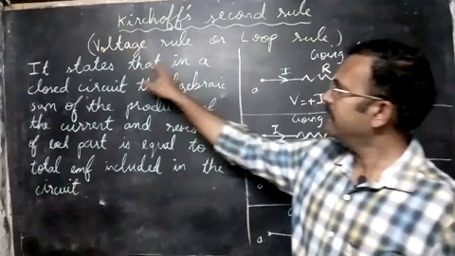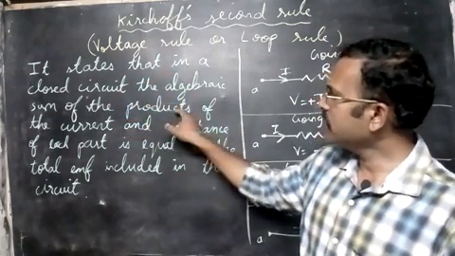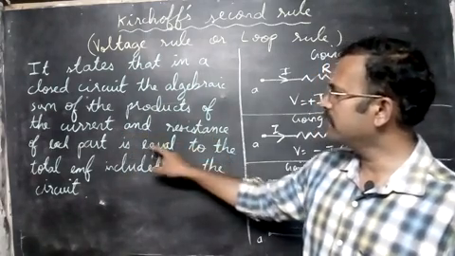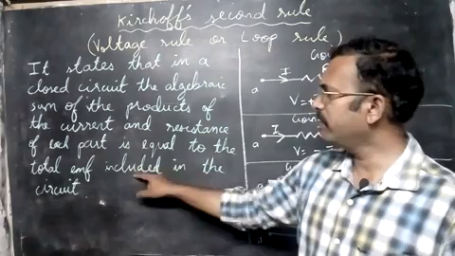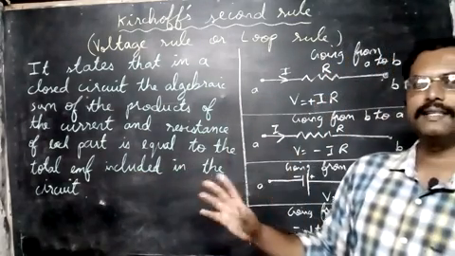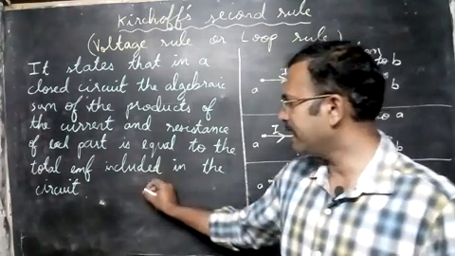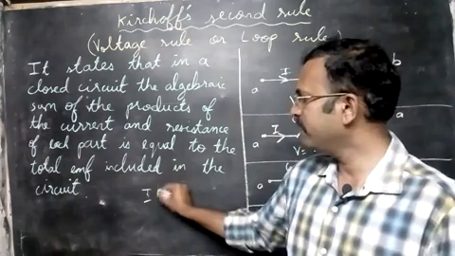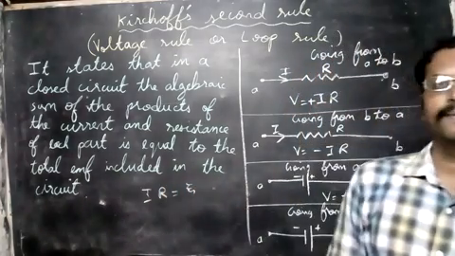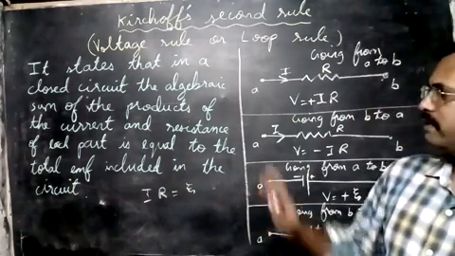It states that in a closed circuit, the algebraic sum of the products of the current and resistance of each part is equal to the total EMF included in the circuit. That means we multiply the current and resistance, we get the EMF. Let me take a chalk and write it down. So we have the current I, we multiply with the resistance, that will be equal to the total EMF. This thing you learnt in Ohm's law also. It's similar to that only.